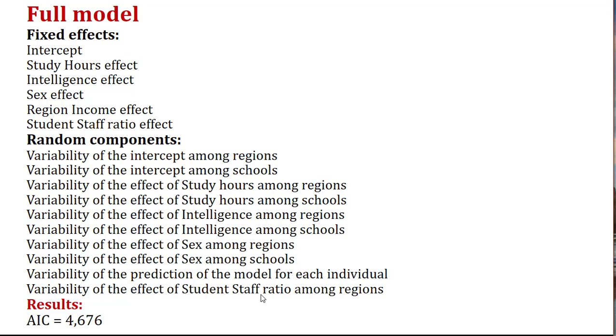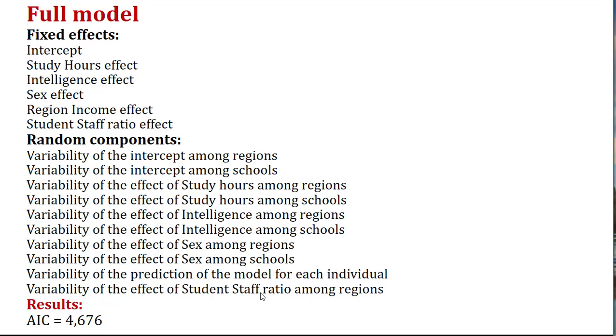So, student to staff ratio is a variable measured at the school level. So, we cannot possibly estimate the variability of student to staff ratio among schools, because we are going to have only one value of student to staff ratio in each school. So you cannot study the effect of student to staff ratio on academic achievement in each school, because each school has only one value of students to staff ratio.